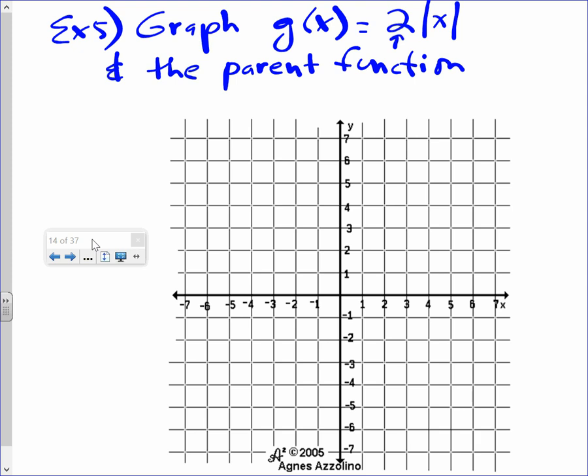Does anybody recall who would like to make my day and just make me very happy by telling me what kind of transformation this would be? Vertical stretch? Gracias. You made my day. Okay, so it's a vertical stretch.